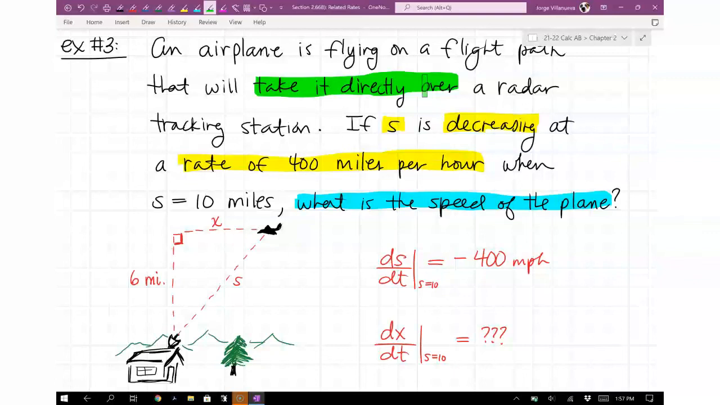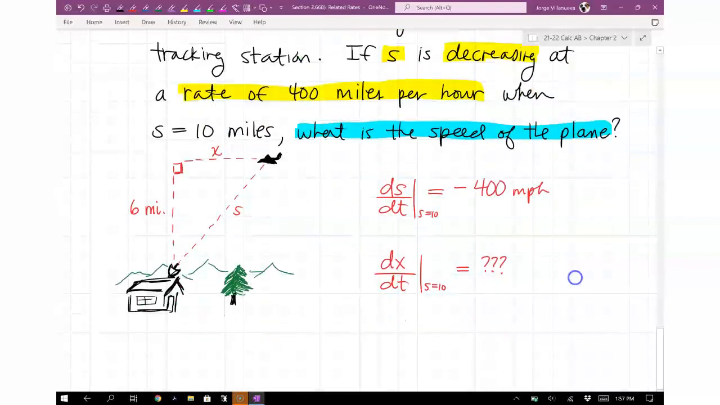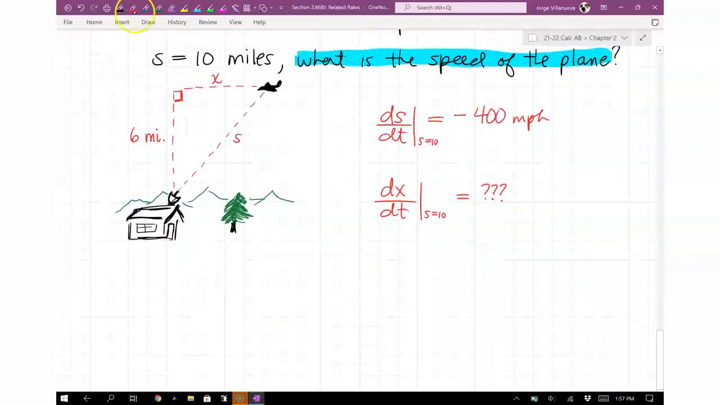So anyway, we want to figure out dx/dt. We're going to use the Pythagorean theorem. So here we go. Now, I'm just going to write it out first, okay?